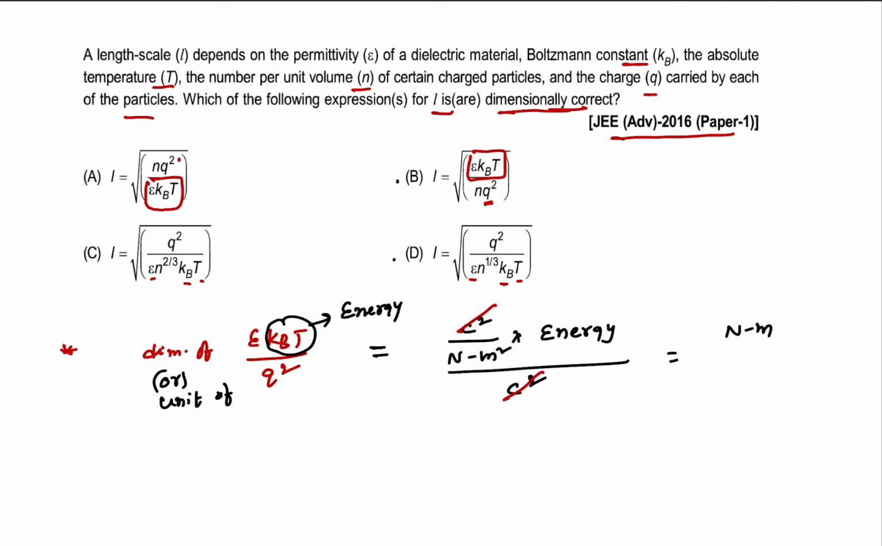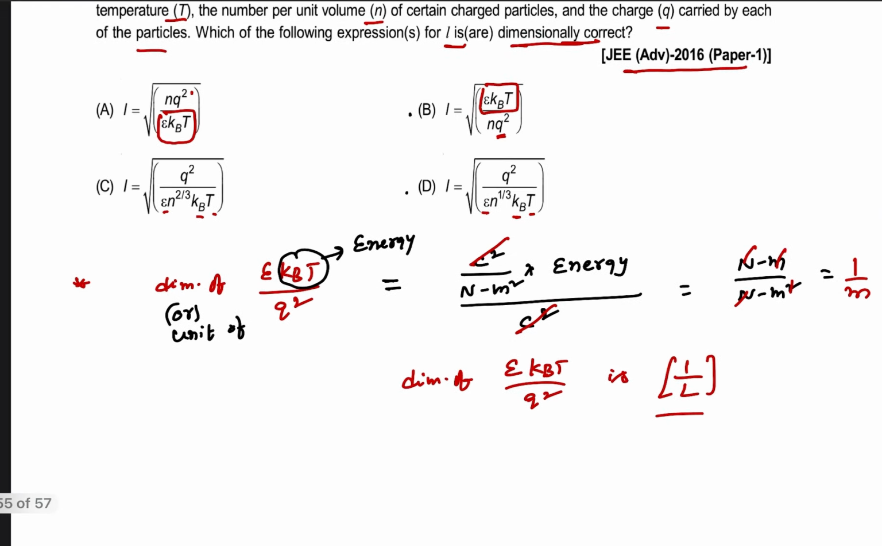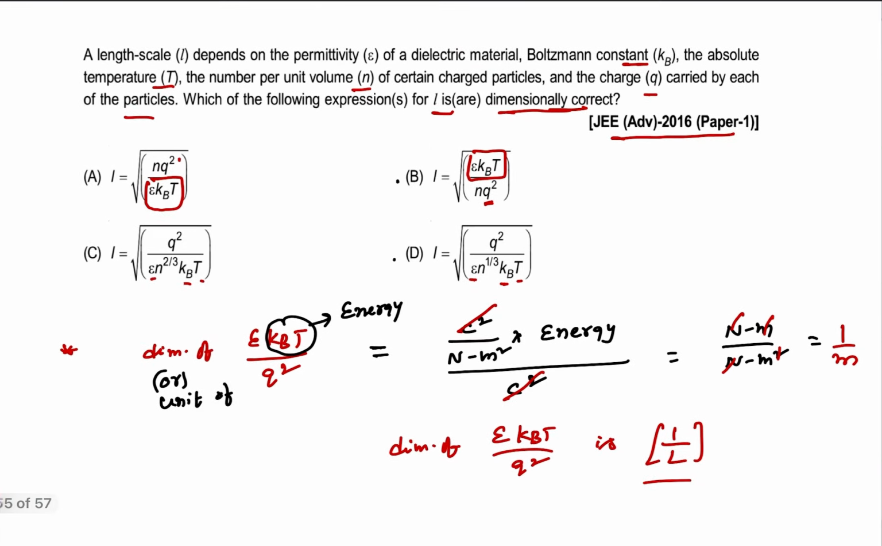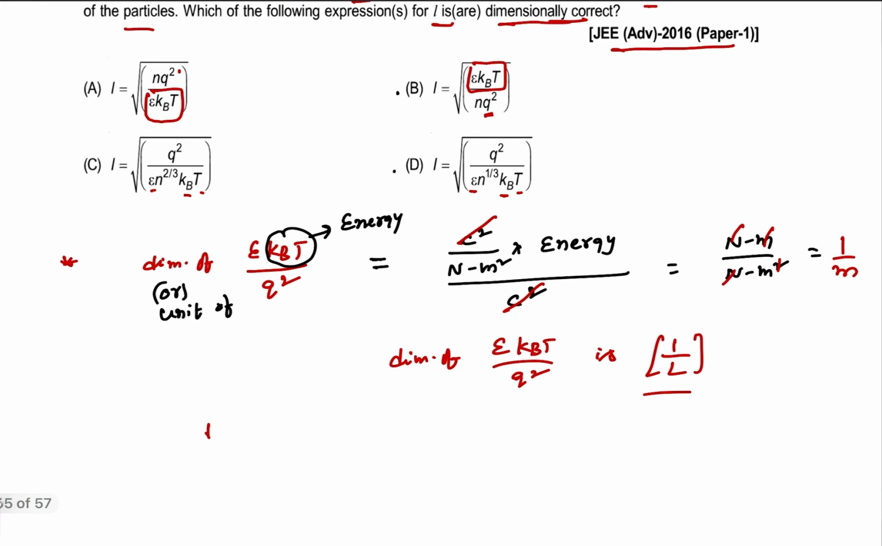This Coulomb square and Coulomb square get cancelled. For the remaining value, energy is Newton meter divided by Newton meter square. So Newton gets cancelled, and meter once gets cancelled. Finally I will get 1 by meter. So finally the dimension of epsilon kbt divided by q square is 1 by L.